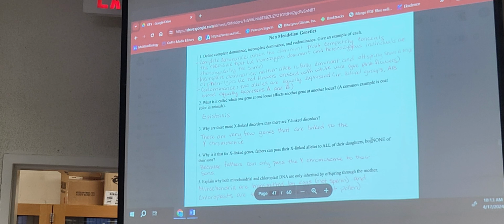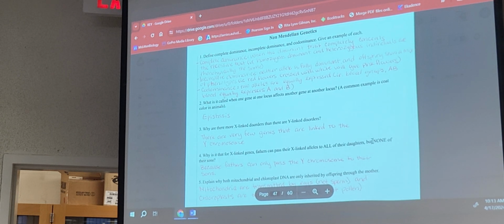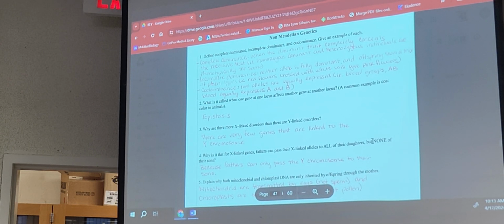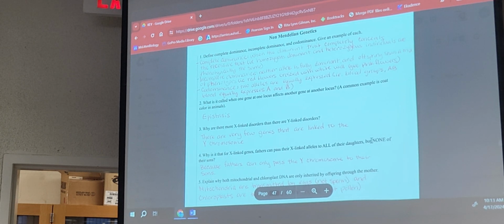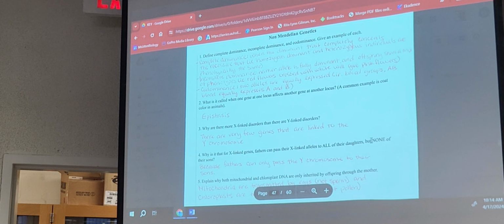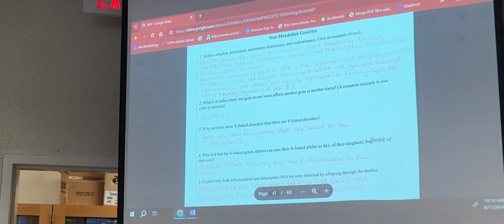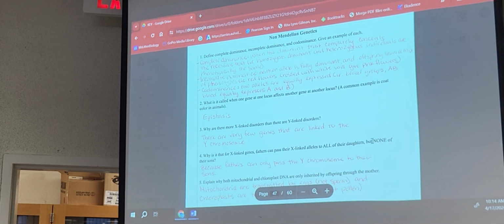going to show up. Incomplete dominance means you're going to get a third trait that you didn't see in either of the parents, red plus white equals pink. Codominants, they're cooperating together, they're going to coexist, so red and white will show up together. One gene at one locus affects a gene in another locus, that's epistasis.